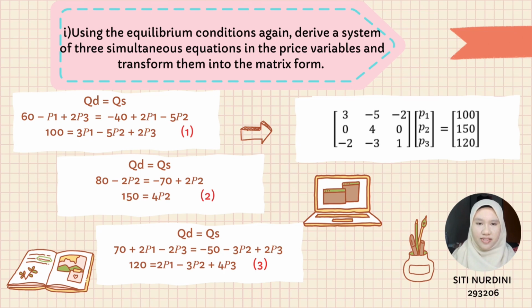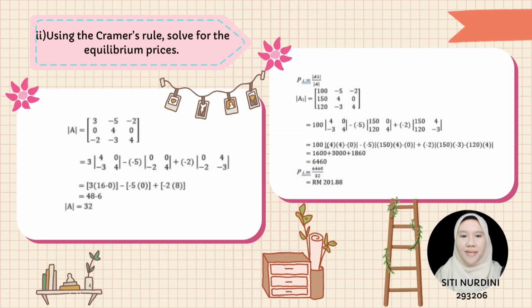In this equation, the left matrix contains coefficients representing how a change in price affects the quantity demand and supply for each good. The column vector on the right represents equilibrium quantity demand and supply. The column vector in the middle is the variable we are solving for, the prices of the three goods P1, P2, and P3.